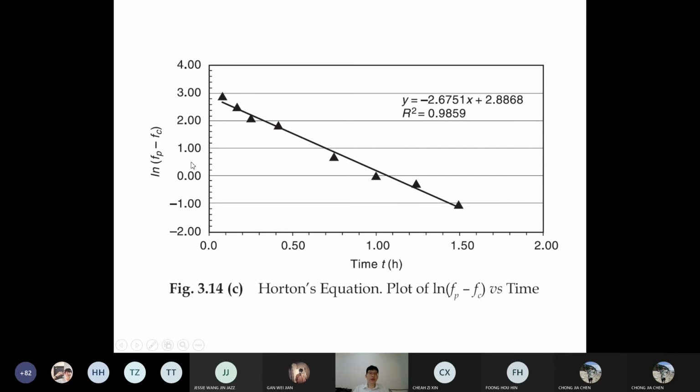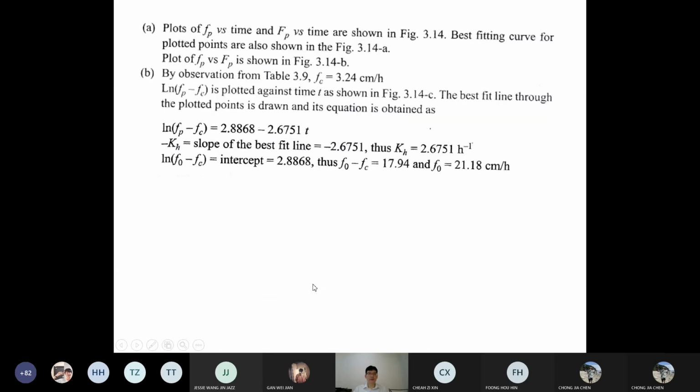And as the Horton equation, if we use the logarithm, we are able to change this to a straight line. This is secondary school study. You should have learned this before, how to do the simple mathematics. This should not be a problem. From a logarithmic curve, it changes to a line. This is the Horton equation.